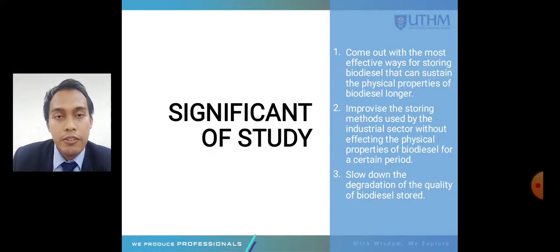The significance of this study is that at the end of the day, I can come up with the most effective ways of storing biodiesel that can sustain its physical properties longer. Also, it can improve the storing methods used by the industrial sector without affecting the physical properties of biodiesel for a certain period. The last one is to slow down the degradation of the quality of stored biodiesel.